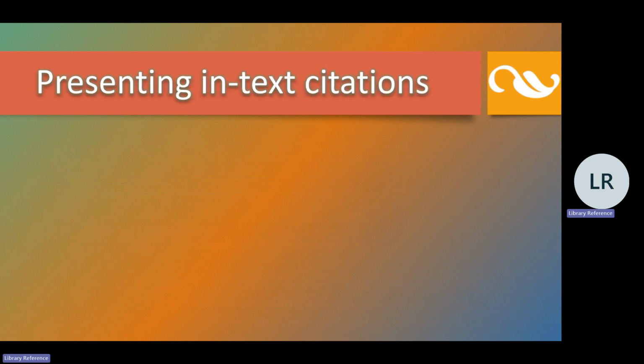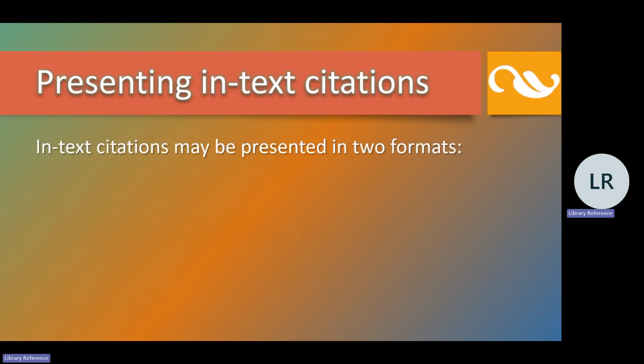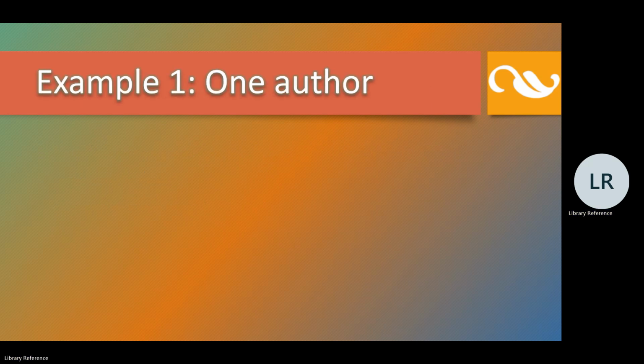Now, how do we present in-text citations? They may be presented in two ways, in two formats, as narrative citations, meaning that the name of the author is part of the text, part of the sentence, or as parenthetical citations, meaning that all elements are included in parentheses. And we will have the opportunity to see examples right away.